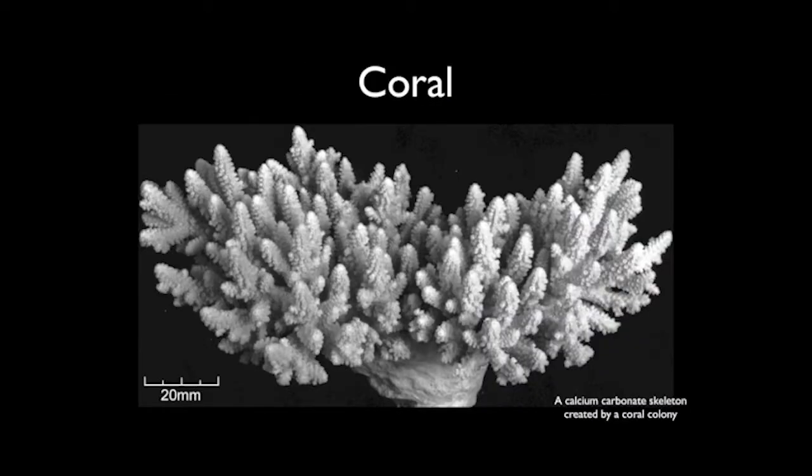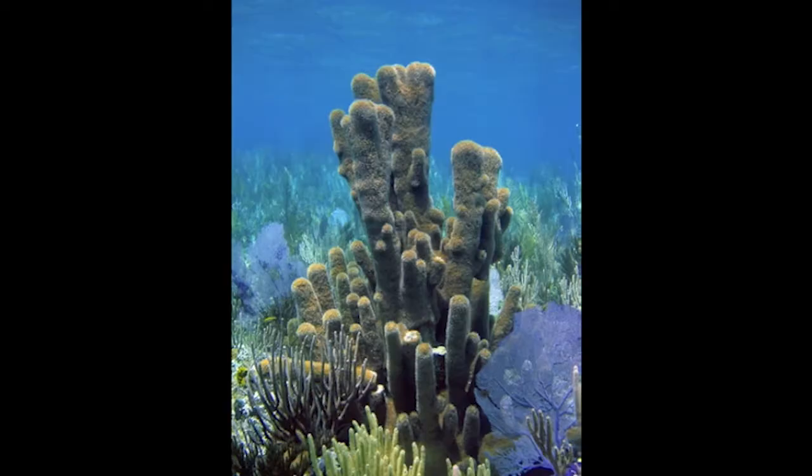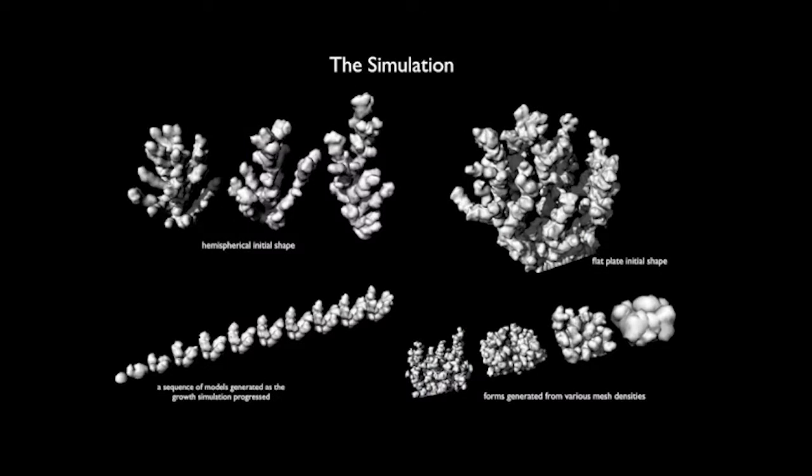They form structures that appear to maximize access of nutrients to many of the polyps which form the colony. The present project explores generating branching structures by simulating coral growth. These are a few examples of structures generated by the simulation.